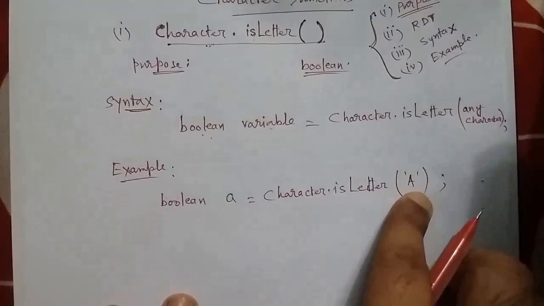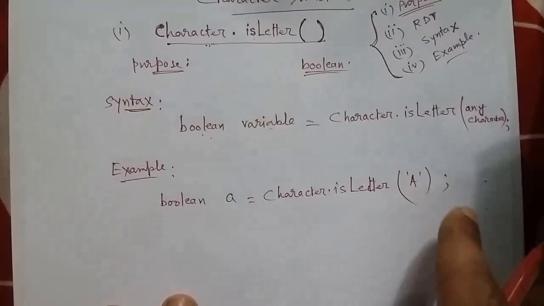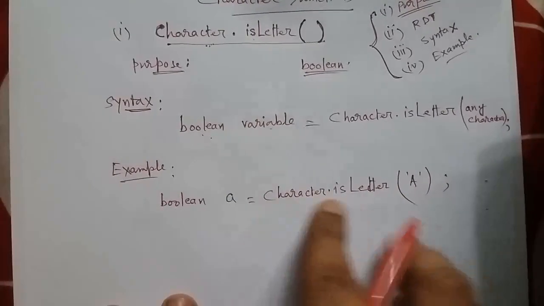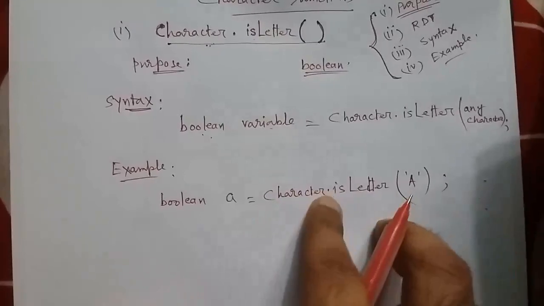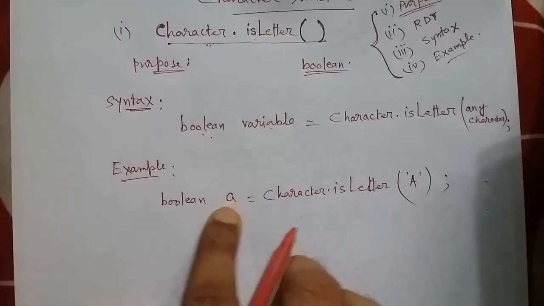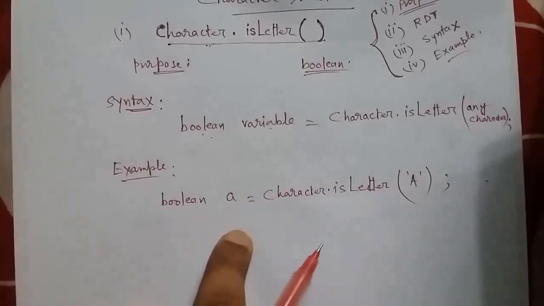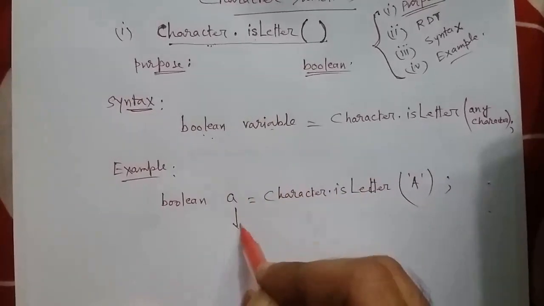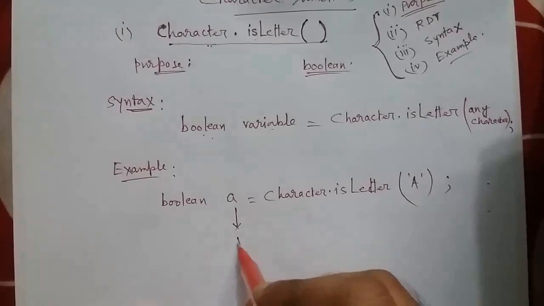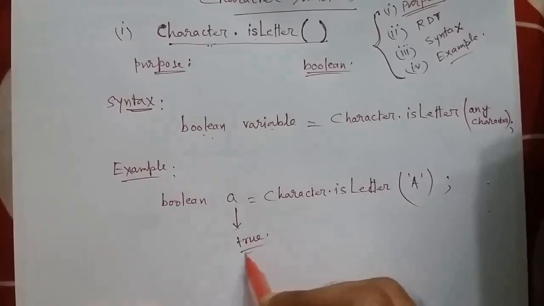Capital A is the argument, and as you know, capital A is a letter. That's why Character.isLetter will return true, and it will be stored in variable a. So in variable a, the Boolean value true will be stored. Okay, so in this case, true will be stored in a.